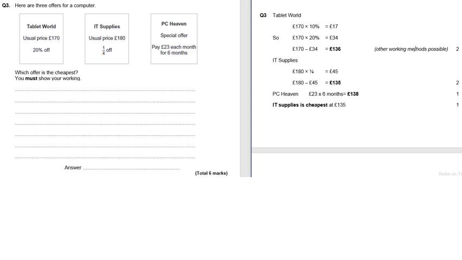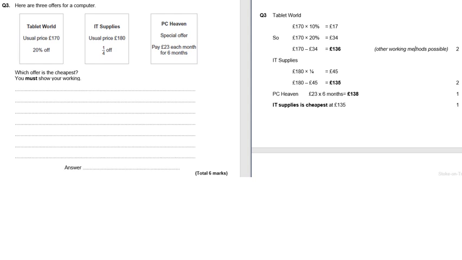There's 3 deals. Which one's the best deal? 3 offers. Computer Tablet World, usually 170, 20% off. IT Supplies, usually 180, a quarter off. I've improved my answers since I gave them to you, so here you go. I'm thinking with the 20% off, I'd work out 10% is 17, so therefore 20% is 34. 170 minus the 34 is 136.